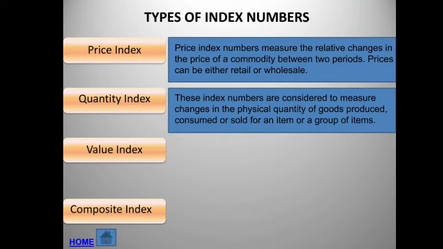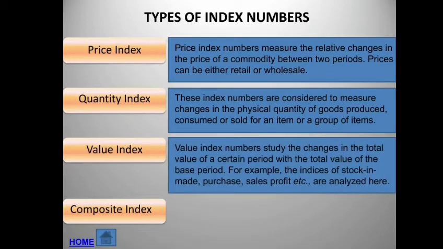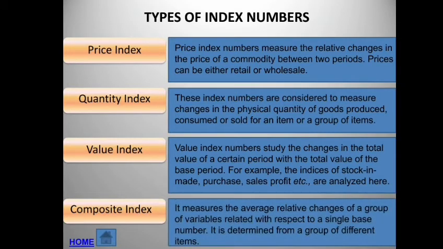Value index. Value index numbers study the changes in the total value of a certain period with the total value of a base period. For example, the indices of stock in trade, purchase, sales, profit, etc. are analyzed here. Composite index. It measures the average relative change of a group of related variables with respect to a single base number. It is determined from a group of different items.